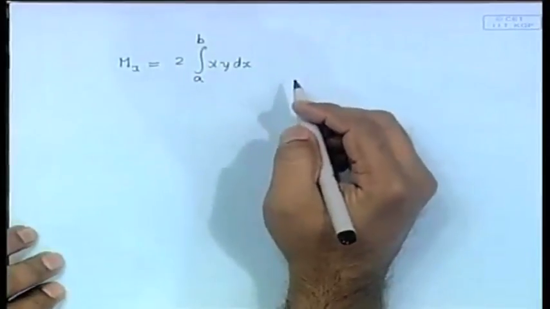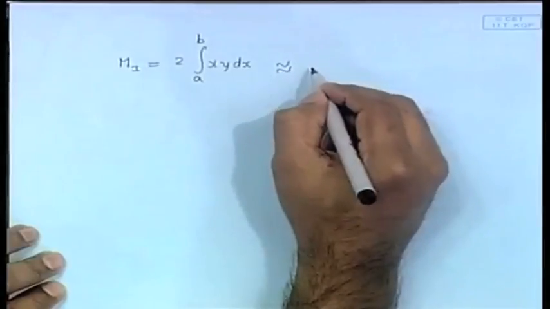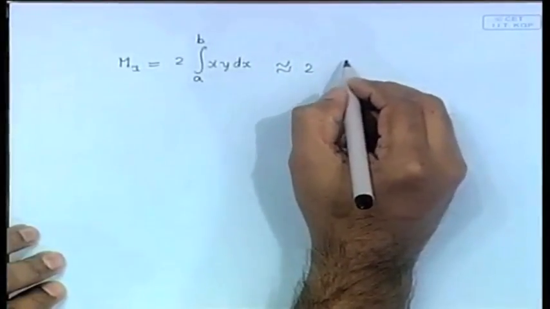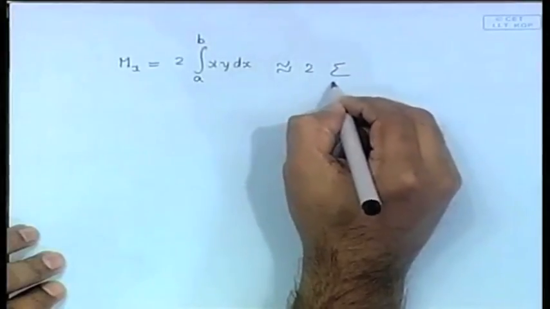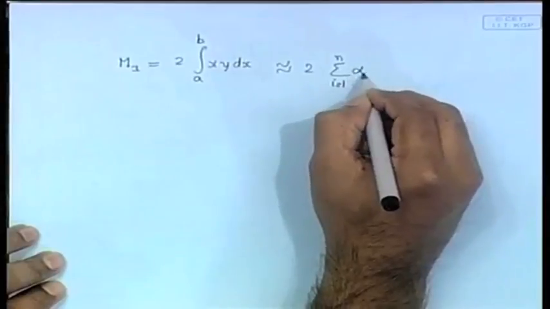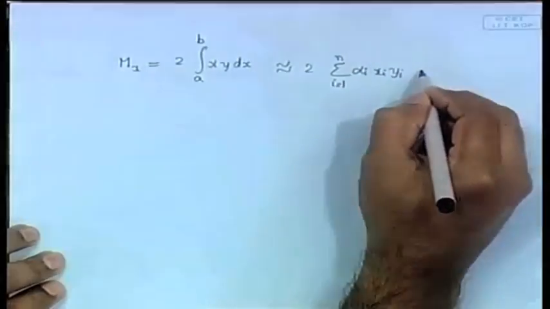Okay. So, this again we will write in the discrete form, that is, it becomes 2 into sigma, again from I equal to 1 to n, alpha I x I y I delta L.